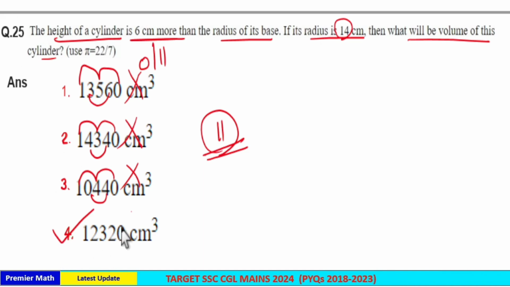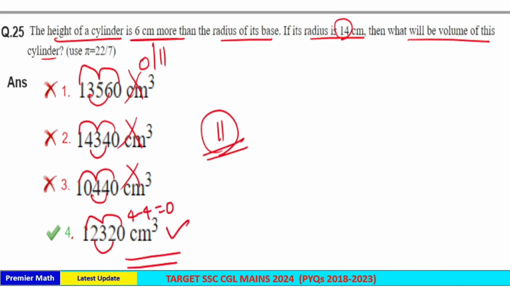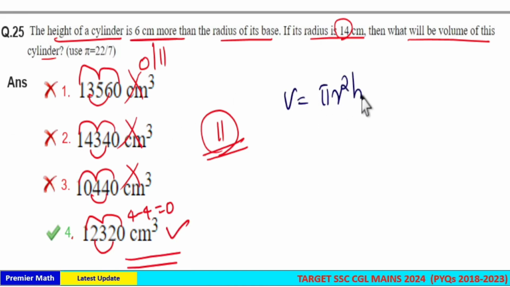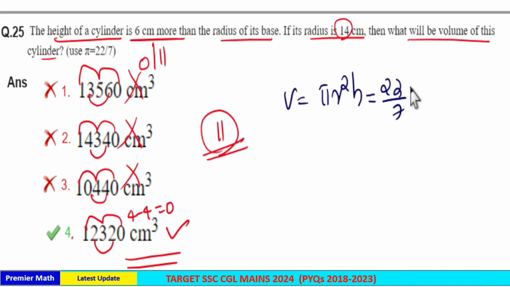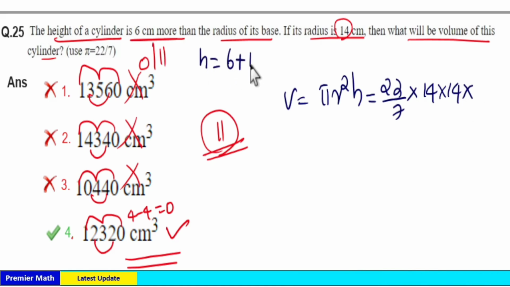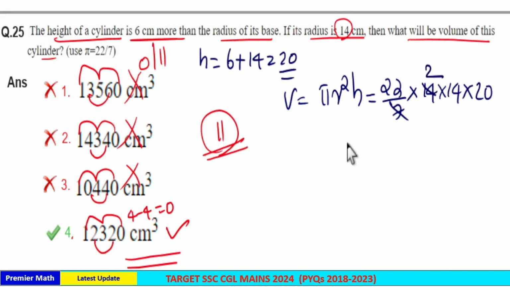That is, here 3 plus 1 is 4 and 2 plus 2 is 4. So 4 minus 4 is 0, which is clearly a multiple of 11. Now if you want to do it using formula, here volume is equal to pi r square h, which is equal to 22 by 7 into r square is 14 square, and here height is equal to 6 more than radius, which is 20. Now 7 goes 2 times in 14. You can see here there is no fraction, and here this 22 is a multiple of 11.